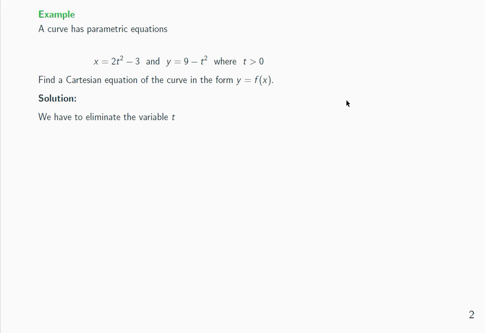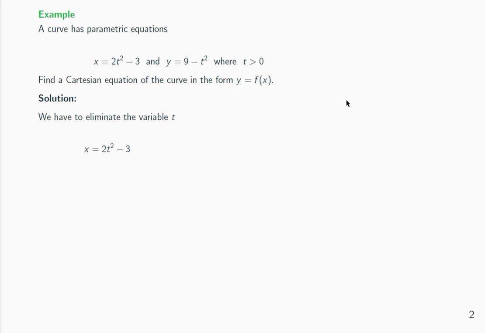If we look at both, we have x equals 2t squared minus 3 and y equals 9 minus t squared. Since I want the Cartesian equation to be of the form y equals something in terms of x, I'm going to take the first equation, rearrange it to make t the subject. Why? Because the second equation is already of the form y equals something. So if I can find a replacement for t squared for the second equation, I'll have to do less work.